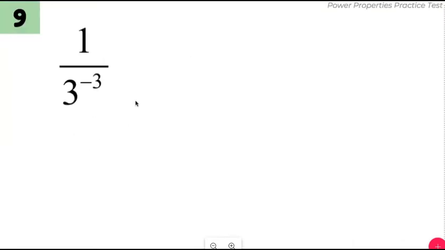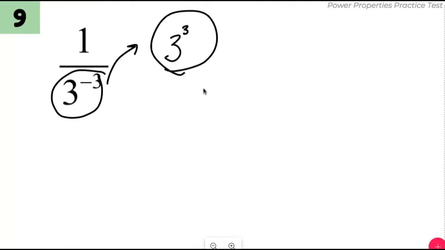Number 9, I have a negative exponent situation. This is bad. This needs to become 3 to the positive third power. But to make it become positive, I need to move it from the denominator to the numerator. I don't need to put anything in the denominator because it would be a 1 anyway. That's it. If you wanted to continue simplifying it down, you could get 27. But it would be okay as 3 to the third.